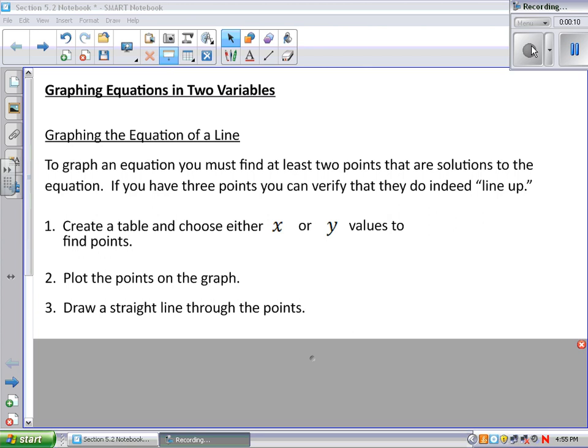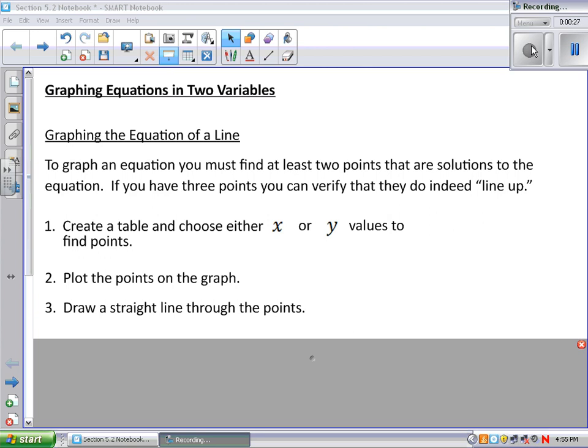If you want to graph the equation of a line, you must find at least 2 points that are solutions to the equation. If you have 3 points, you can verify that they do indeed line up. So I always recommend finding 3 points when you're graphing a line.